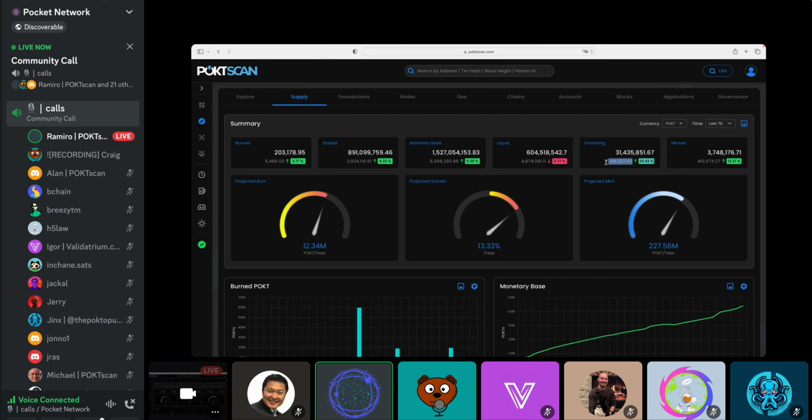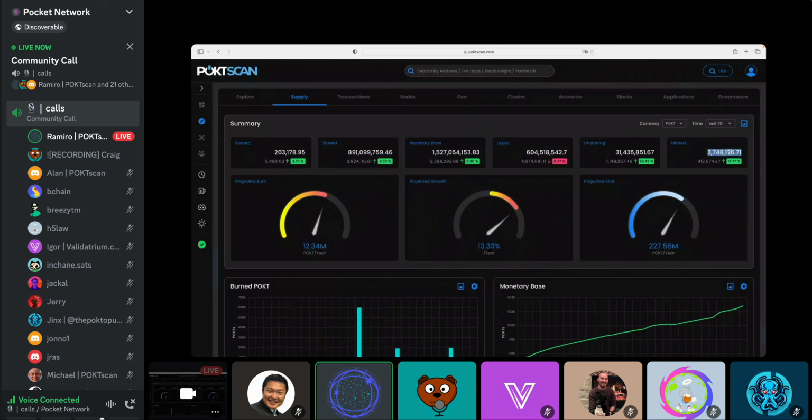And we see an increase in unstaking, like 30%. This might be, we don't know exactly, but this could be people leaving, that are no longer staking nodes or are changing providers. We don't know, but we know it's been increasing.